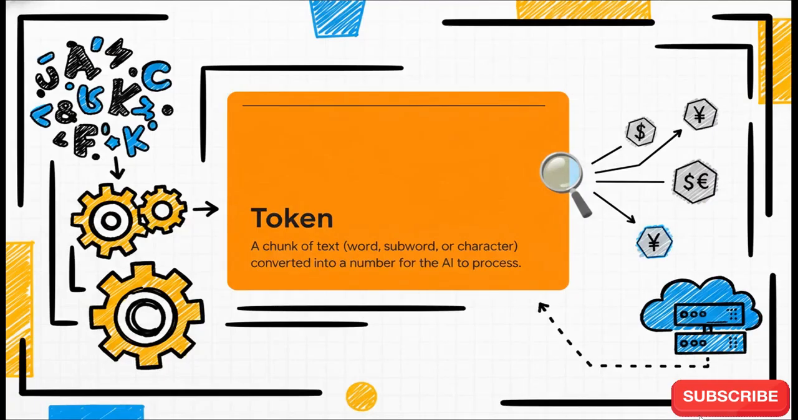So what is this currency really? Well, a token is just a chunk of text that the model's been trained to recognize. It might be a whole word like hello, or just a piece of a word like ing, or sometimes just a single character. The important part is that each of these unique chunks gets mapped to a number.